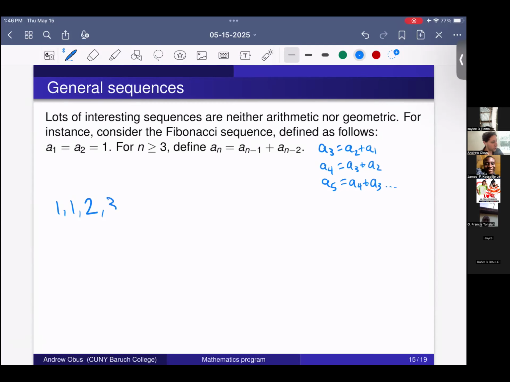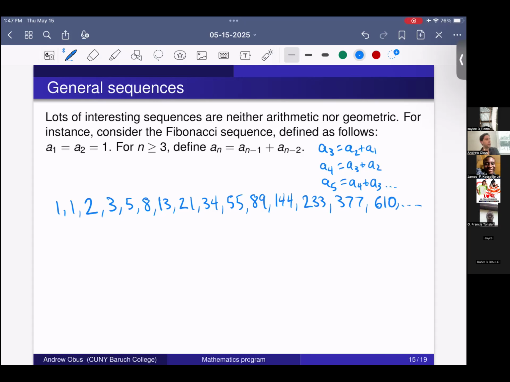Then 1 plus 2 is 3. And then 2 plus 3 is 5. 3 plus 5 is 8. 5 plus 8 is 13. 8 plus 13 is 21. And you can keep on adding some more terms. I'll write out a few more. 55, 89, 144, 233, 377. And then maybe I'll stop with 610. But I mean, it goes on forever. Okay.